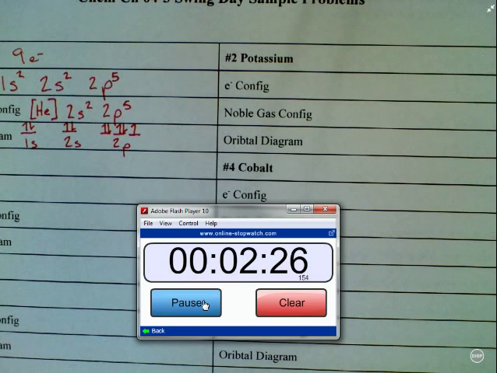About 2.5 more minutes. Try to get all the way to the orbital notation so we can check that off. Noble gas configuration.